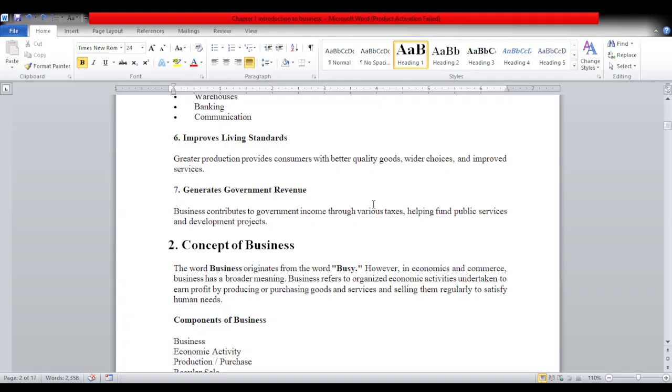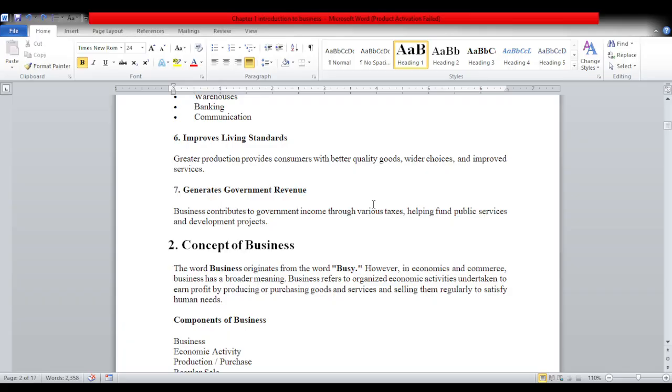So you can choose different products and services available in the market. Definitely it will help you to improve your living standard. Living standard is associated with the quality of products, the wider choice that you have, and the improved services that you can avail by purchasing that particular service.